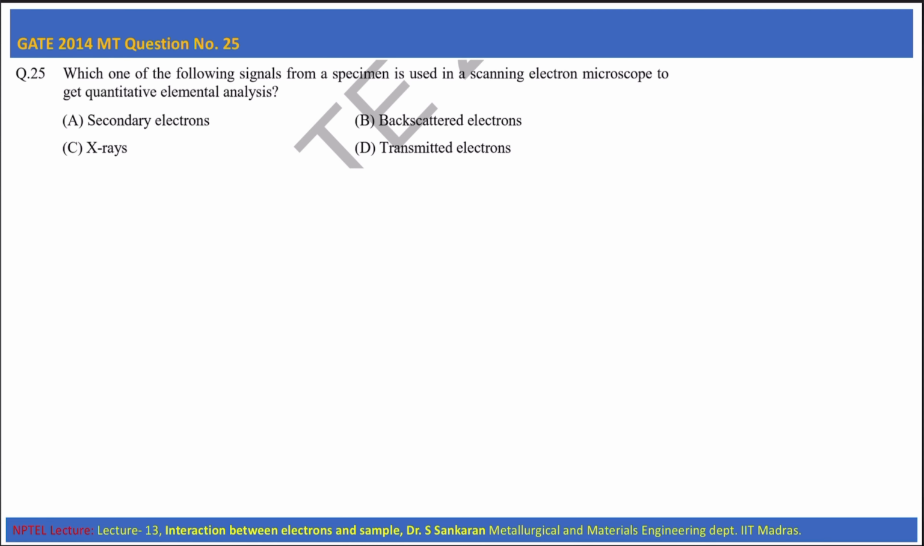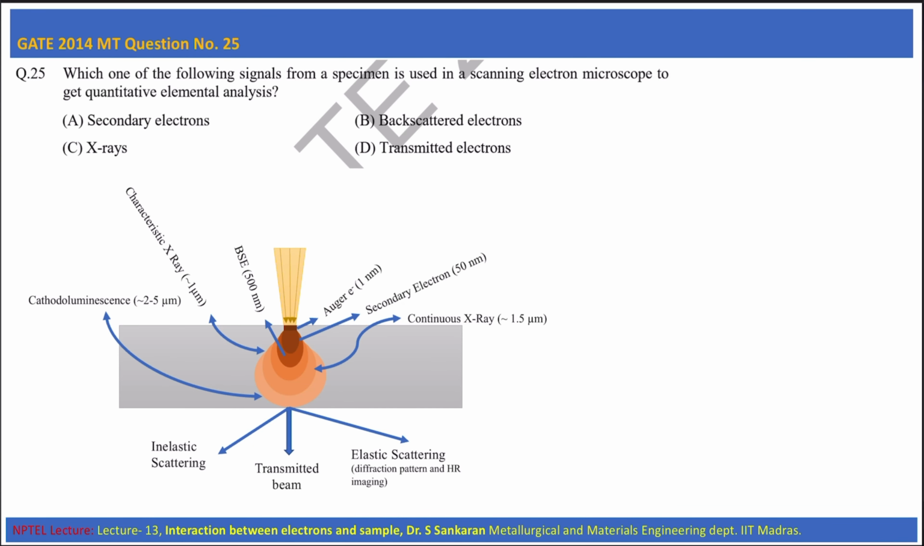Now let us solve this question. When an incident beam interacts with the specimen, it generates several signals like secondary electrons, continuous X-ray, Auger electrons, backscatter electron, characteristic X-ray. And if the sample is thin enough, the incident electron beam may also be transmitted, and there also, because of the elastic and inelastic scattering, different signals will develop. The bottom side of this diagram is what we study in TEM, and the top side we study in SEM.